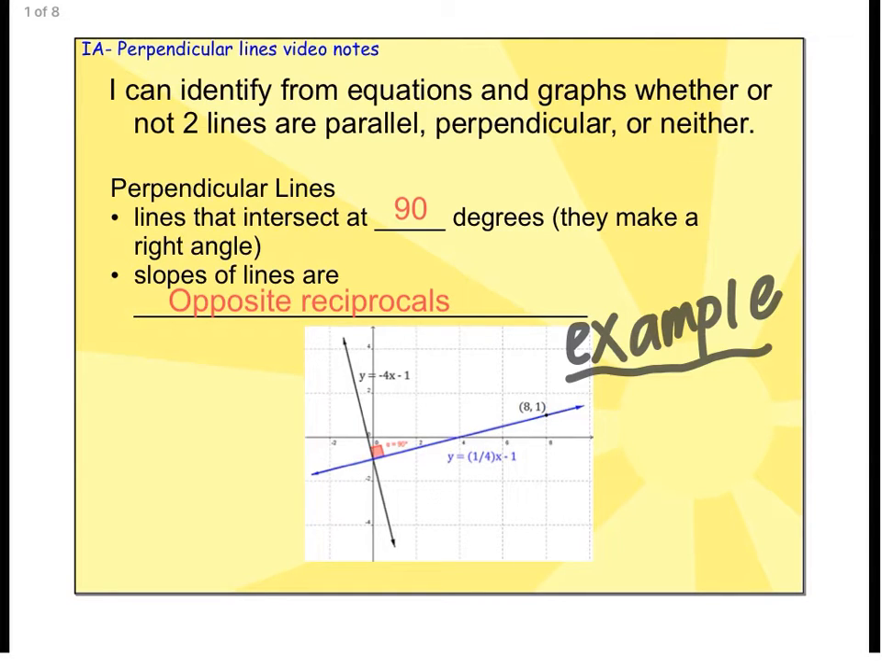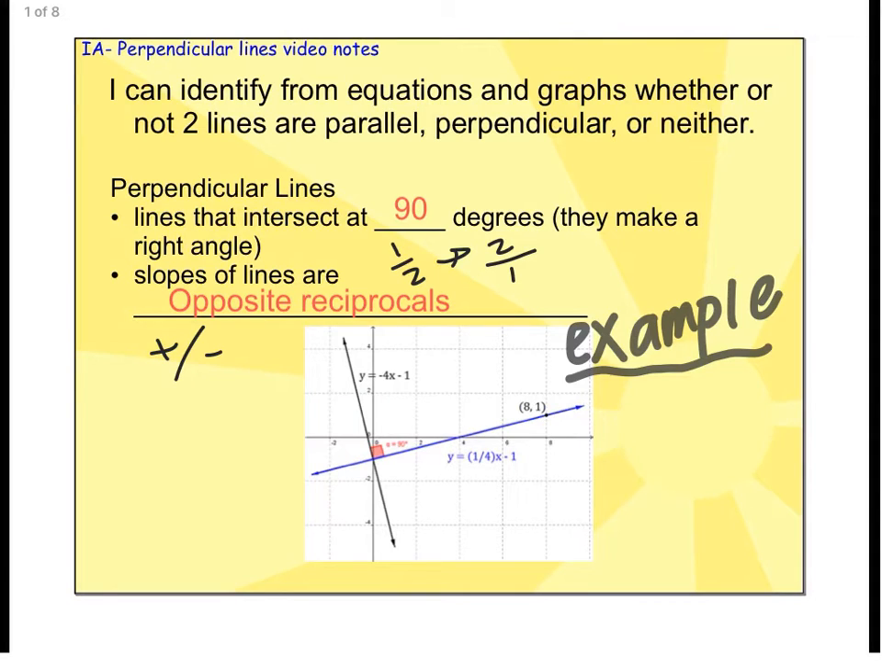So perpendicular lines are lines that intersect at 90 degrees, so they make a right angle, and the slopes of the lines need to be opposite reciprocals. So let's talk about what that means really quick. Opposite is talking about the sign, so one should be positive, one should be negative. And reciprocal means it's flipped, so if I have a fraction like 1/2, the reciprocal of that would be 2/1. So I literally flip it and switch what number is in what place.